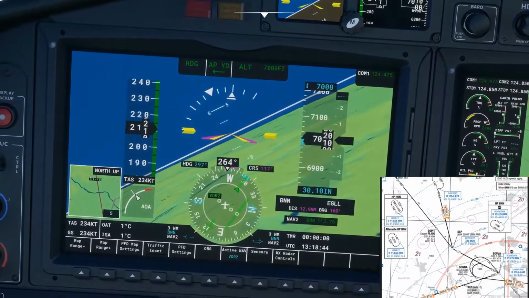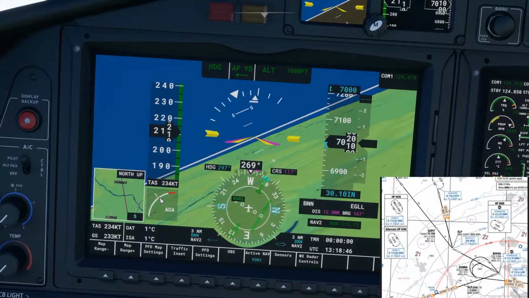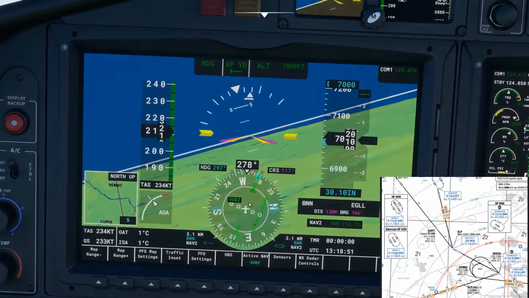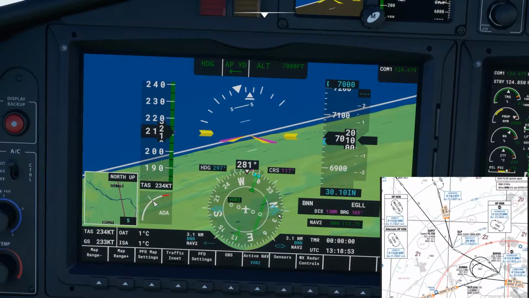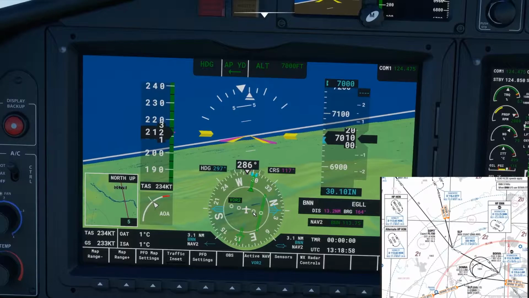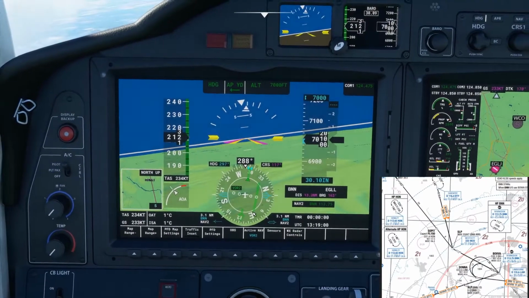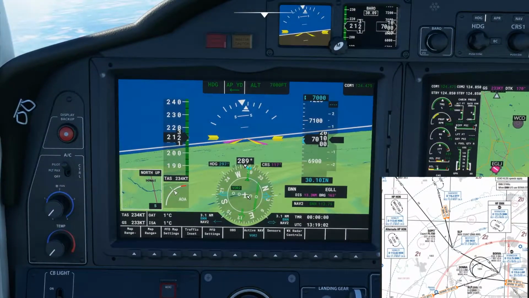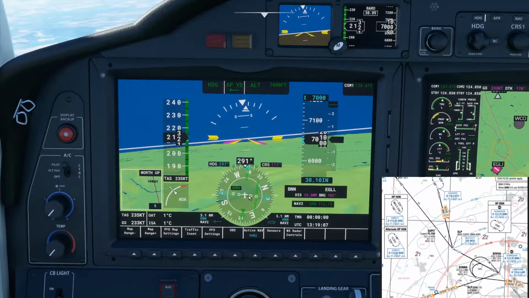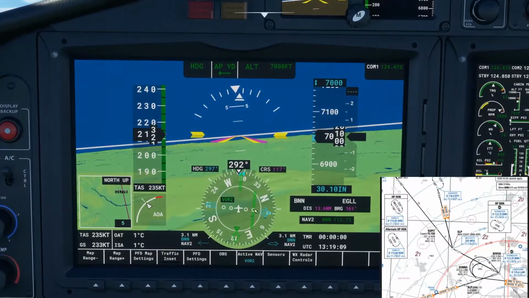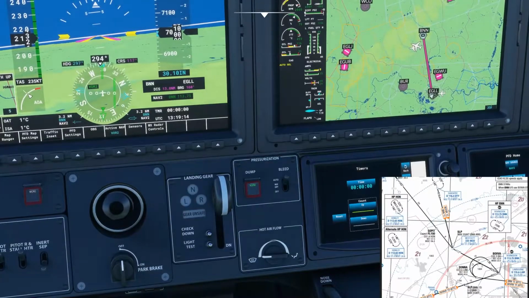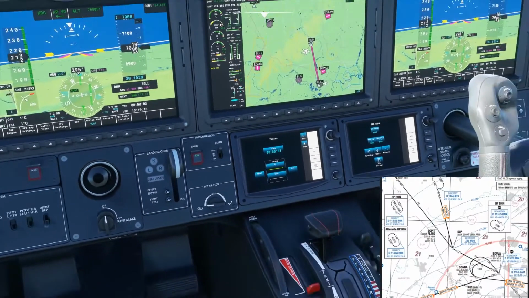So we've gone overhead now, we've done our right hand turn, and what we're looking for now is to be wings level, and we're looking for the VOR that we went overhead to be 90 degrees off our right hand side. So the autopilot's quite slow in doing this last little bit. Should be a little bit quicker. Right, pretty close, wings level, 90 degrees off. So we're going to start our timer.